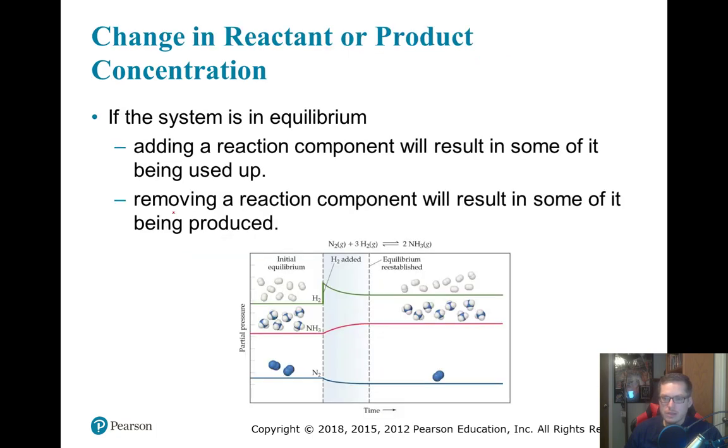All right, so if we change concentration, all right, so this is what would occur if we change concentration. And this one I think is the easiest to kind of picture what's going on. So if the system is at equilibrium, so this is the point we're at initial equilibrium. We've got N2 and H2 in equilibrium with our NH3. And then it says adding a reaction component will result in some of it being used up, and then removing a reaction component will result in some of it being produced. Okay, so let's talk about what that means exactly.